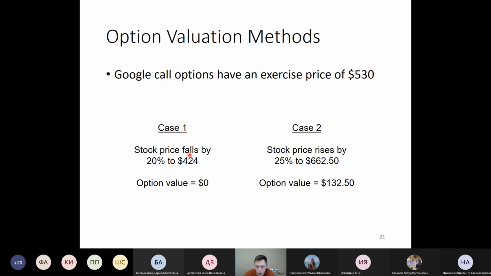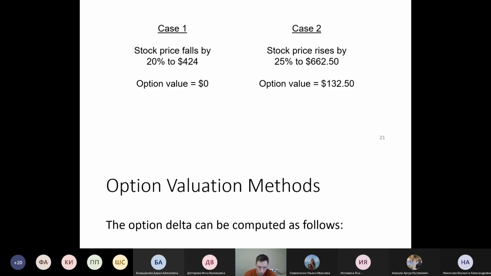If the market price is lower than the exercise price, then the option value would be 0, because it makes no sense to exercise such option. It's better to purchase the stock on the open market cheaper. So the option value is 0.